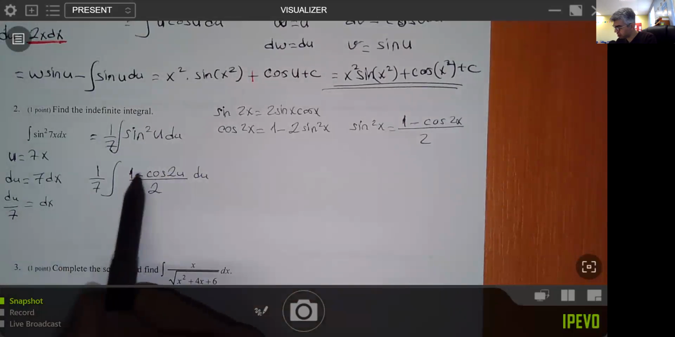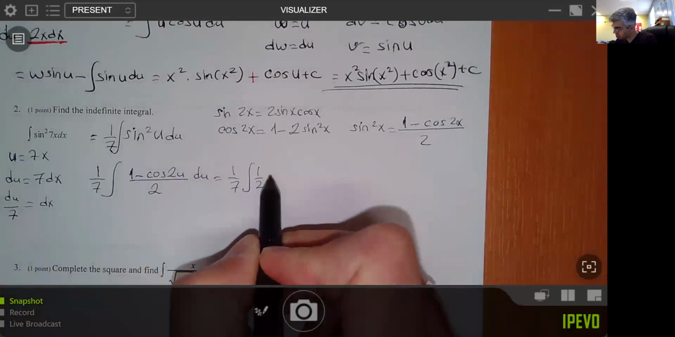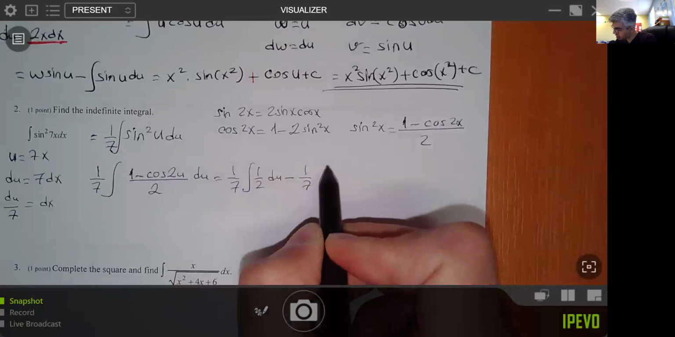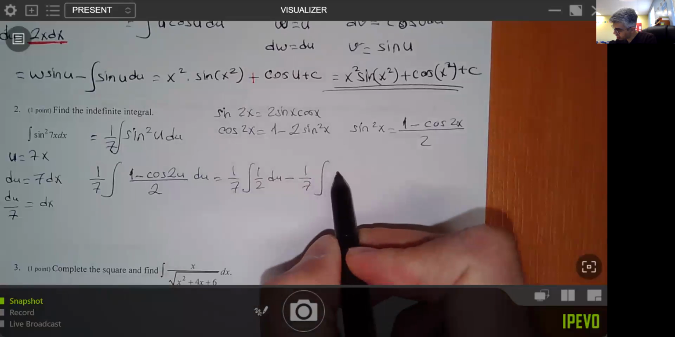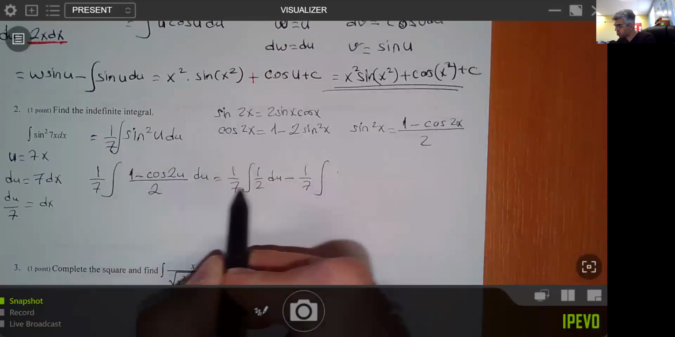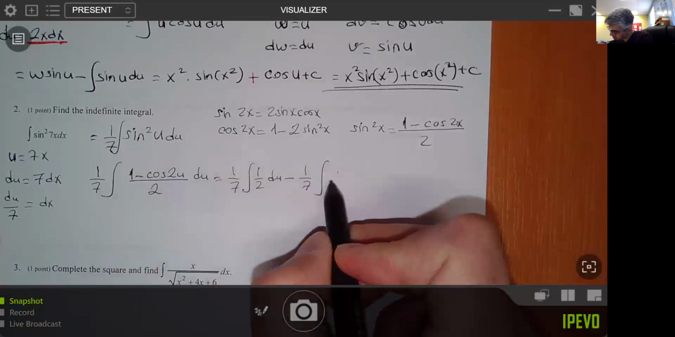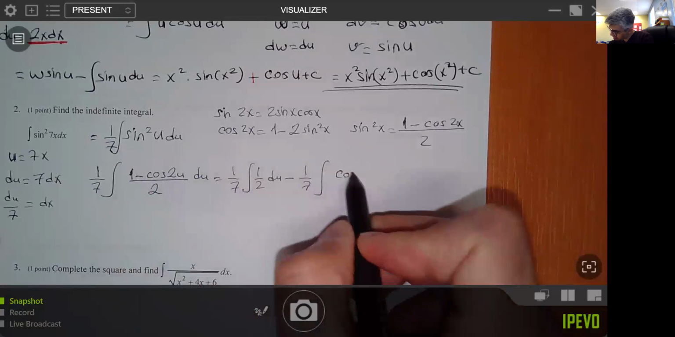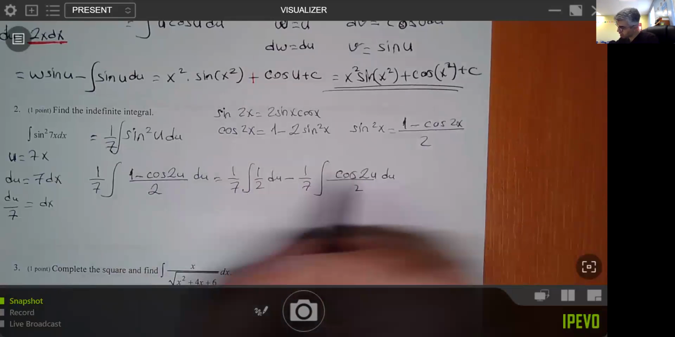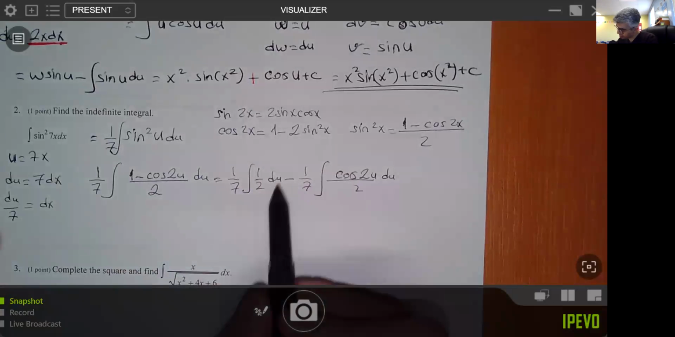I have 1 and minus. So I write it like 1 over 7 integral 1 over u du minus 1 over 7 integral. Actually, I have here 2, I would write 14. Yes, guys? Okay, I do it next step. So 1 over 7 cosine 2u du over 2. All right. And here, okay, this one is okay.